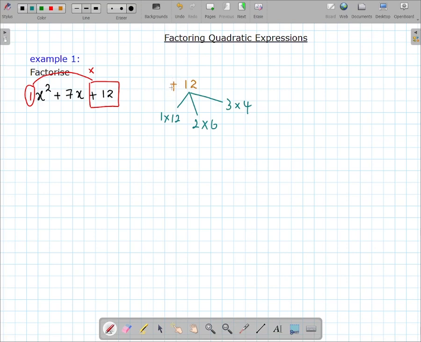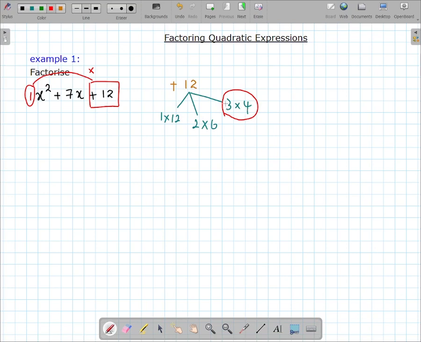Here plus means we have to add the factors to make the middle coefficient, that is 7. How do you make 7? By adding these factors. 12 add 1, that is 13. 2 add 6, that is 8. 3 add 4, that is 7. We have the relevant factors, that is 3 and 4.